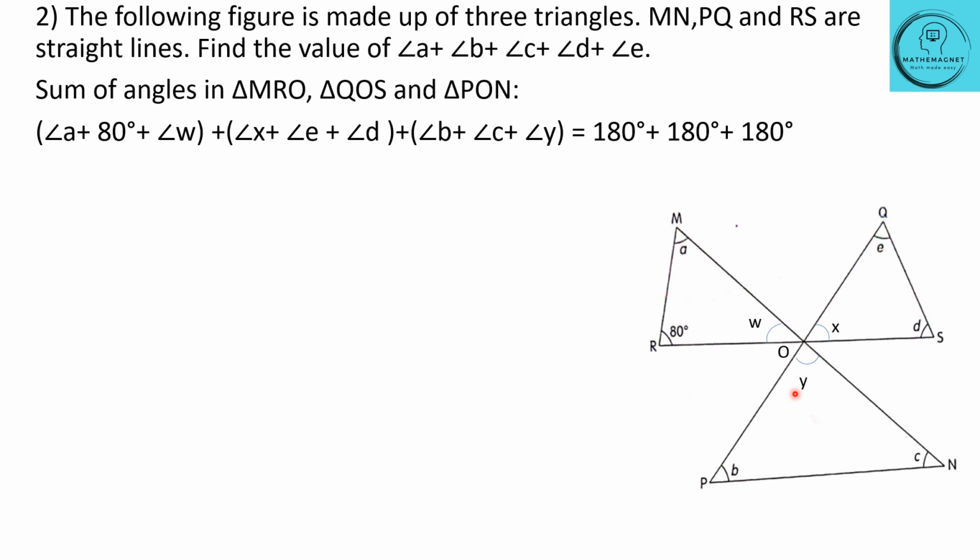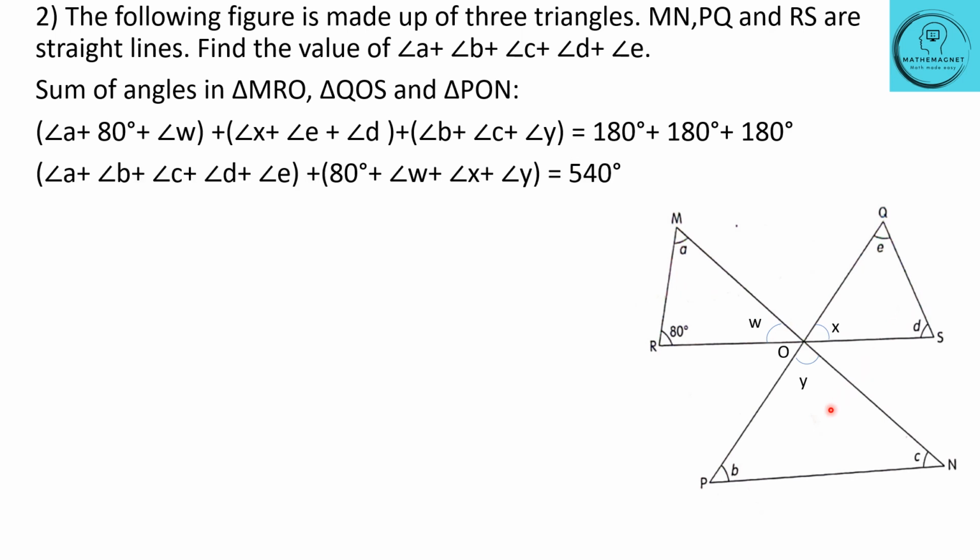So we will write down the equations individually for each triangle. Angle A plus 80 plus angle W is for triangle MRO, plus angle X plus E plus D is for triangle QOS, plus angle B plus C plus Y is for triangle PON, will be equal to 180 plus 180 plus 180, which will be equal to 540. While writing this, I have clubbed all the A, B, C, D, E and put the others separately in a separate bracket. Okay.